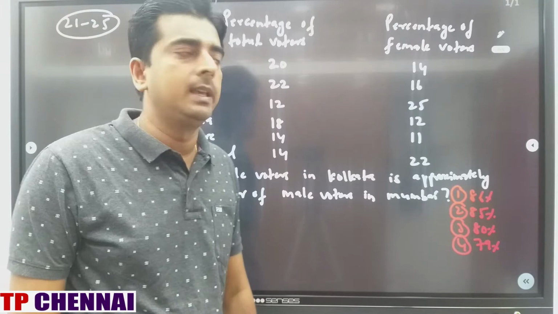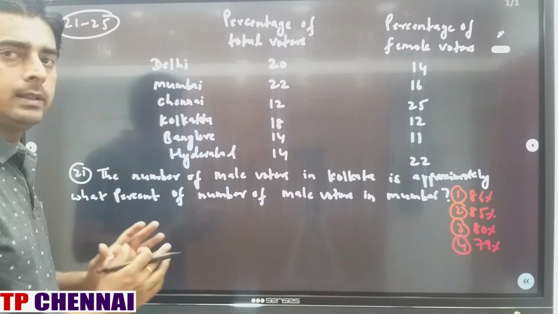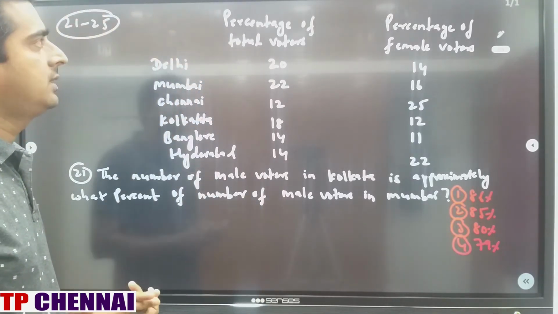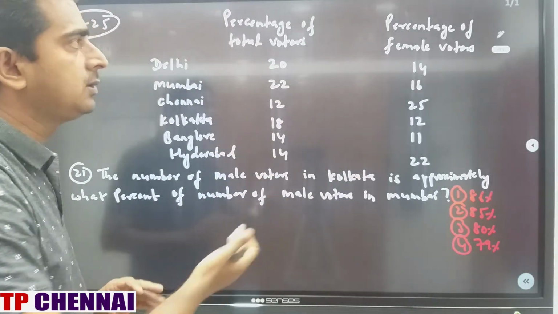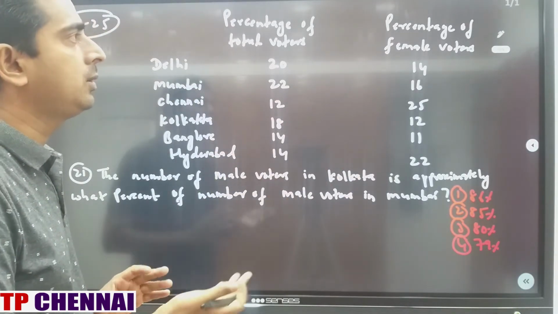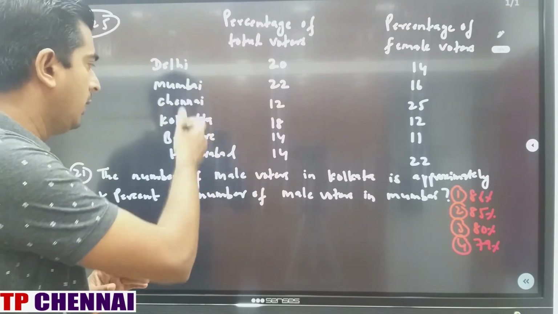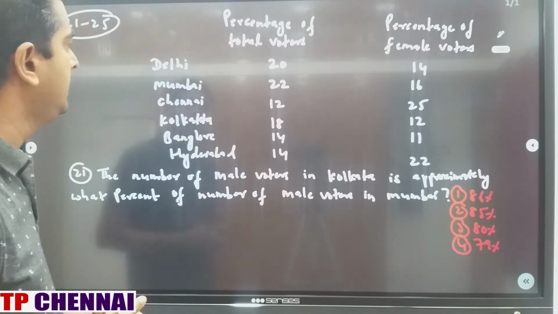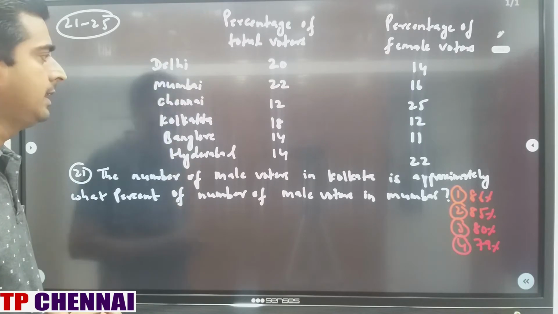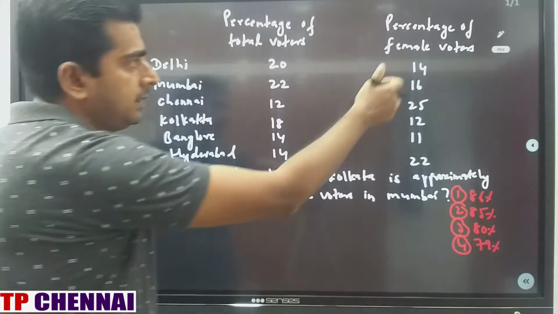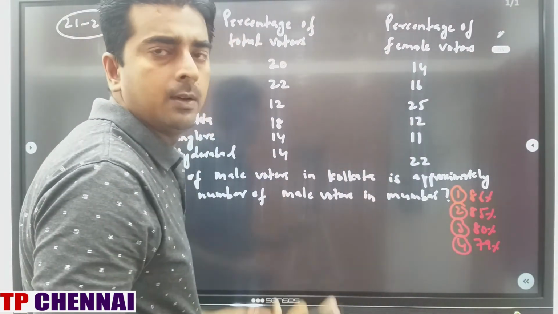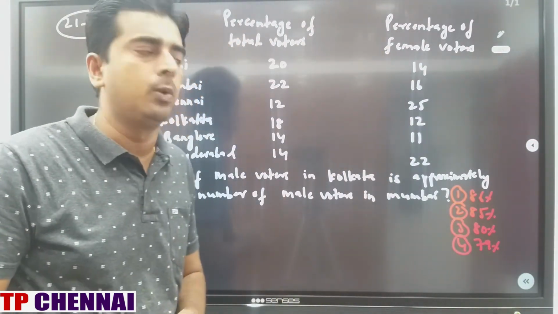Now we will see one set of DI. So here what they have given you, the table shows the percentage of total number of voters and percentage of female voters. You have 6 different cities. You have Delhi, Mumbai, Chennai, Kolkata, Bangalore, Hyderabad, right? And here they have given you percentage of total voters. Here they have given you percentage of female voters. From this we can calculate the percentage of male voters.